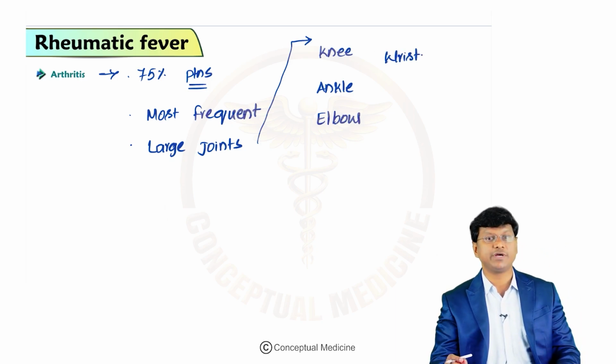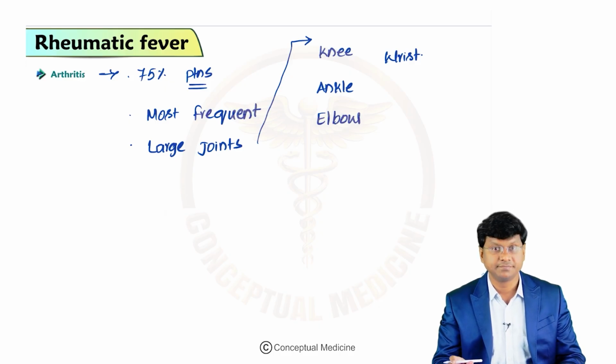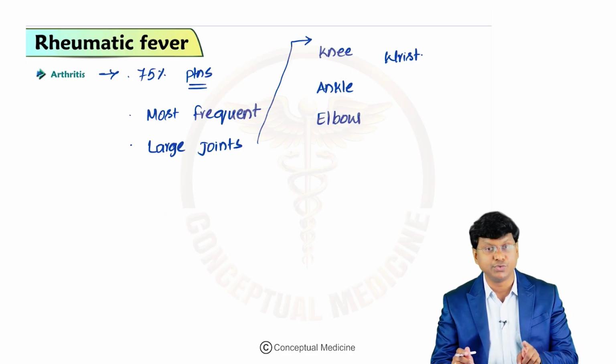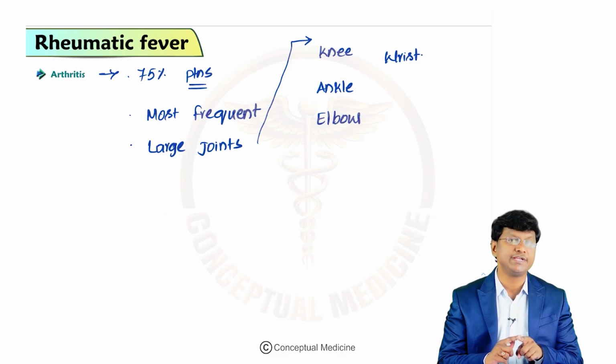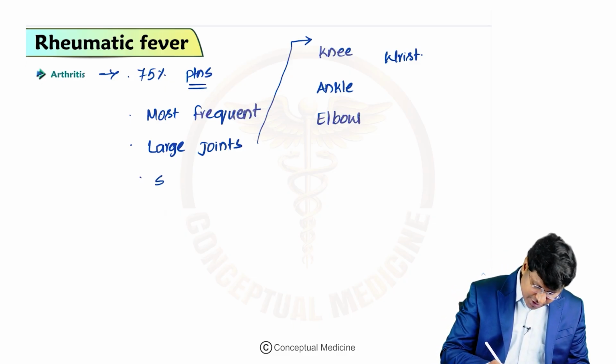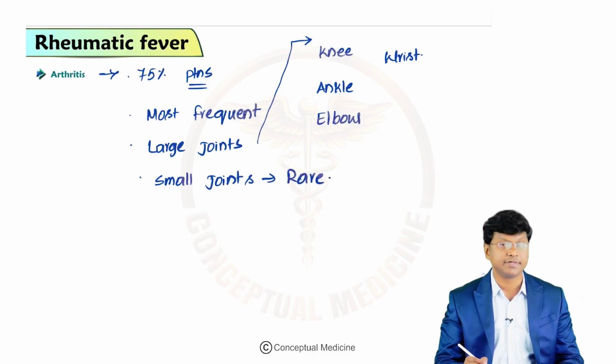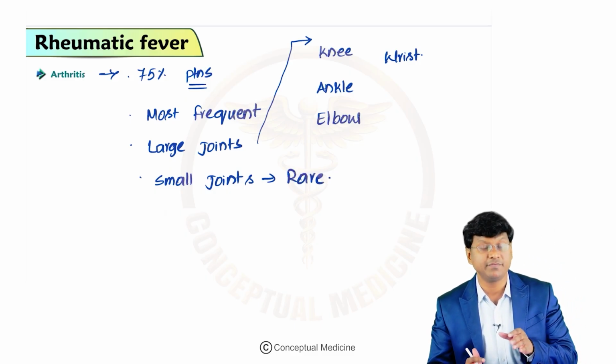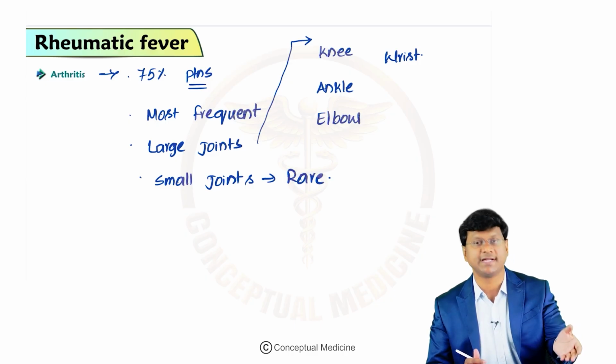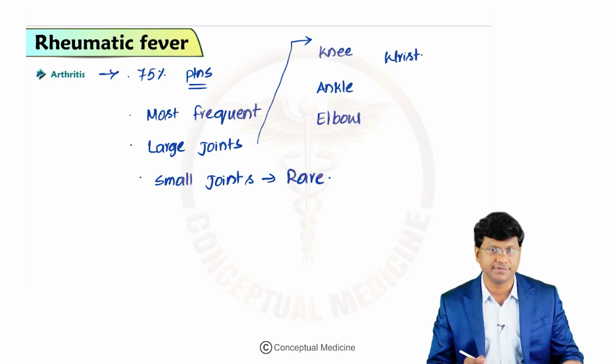So these are the joints which are commonly affected. And please let me tell you, small joints of the hand and legs, right? Small joint involvement is rare in patients with rheumatic fever. Small joint involvement will be there in case of rheumatoid arthritis, not in rheumatic fever.